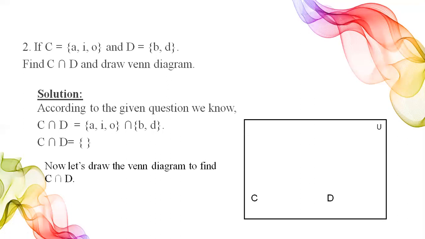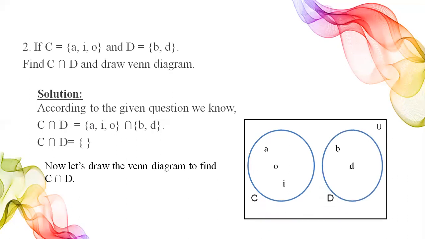Now we are going to draw the Venn diagram. We know that these two sets are disjoint sets, so they are going to be drawn separately. Set C has A, E, I, O, and set D contains B and D. We are not going to shade any area of this diagram because our answer is the empty set.